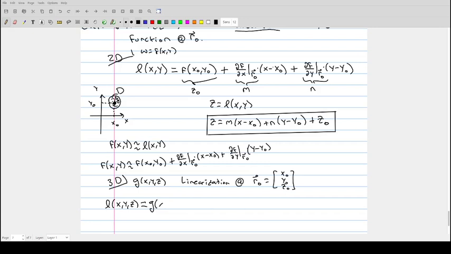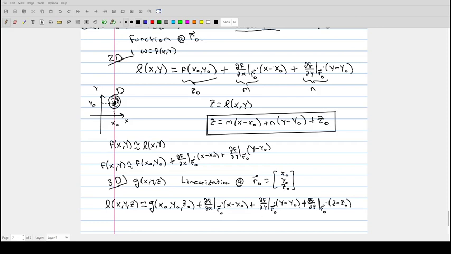It's the value of the function at x naught, y naught, z naught, plus df dx at this point r naught times x minus x naught, plus df dy at the point r naught times y minus y naught, plus df dz at the point r naught times z minus z naught.